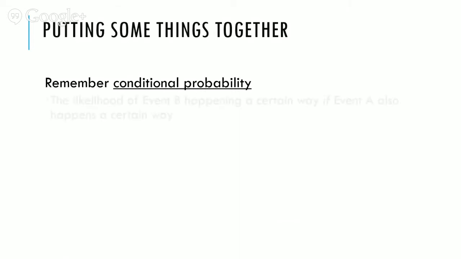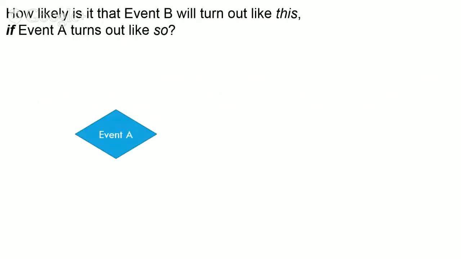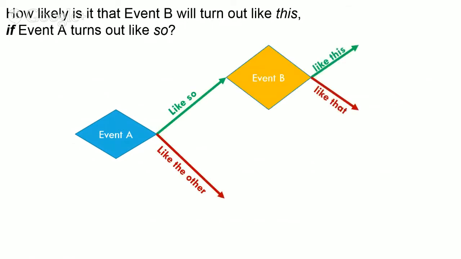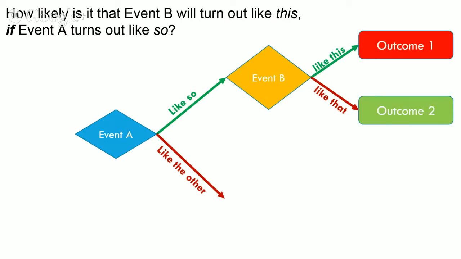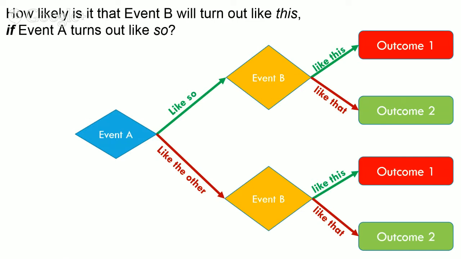So we need to remember conditional probability. The likelihood of event B happening a certain way if event A also happens a certain way. And this is the diagram we have. If event A turns out one way, then event B might turn out like this or like that, and then you have these two possible outcomes. But if event A turns out the other way, then event B could turn out like this or like that. And one way of looking at things is you have these two outcomes, outcome 1 or outcome 2, and you could arrive there one of two ways, depending on how event A goes.